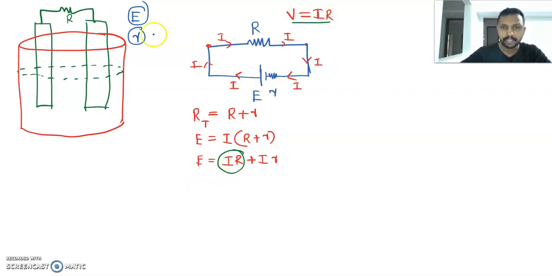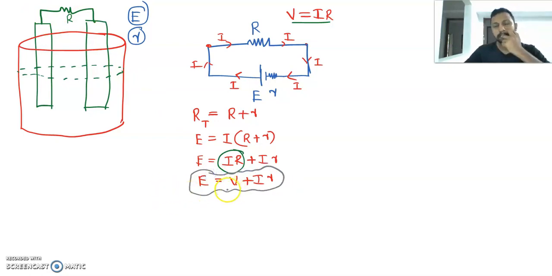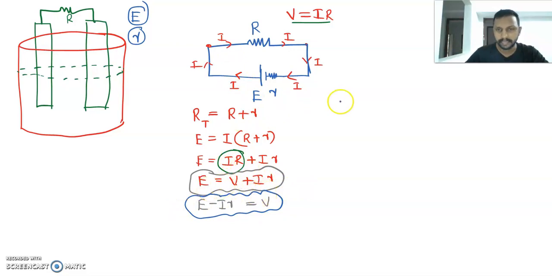Therefore, I could write E is equal to V plus I small r. This is the relation between EMF and voltage. I could even write V is equal to E minus I small r. The r in this equation is small r, that is internal resistance. Therefore, this is our equation for EMF, voltage and current.